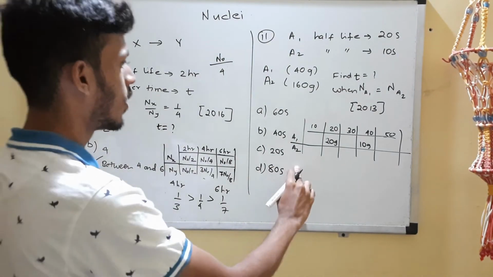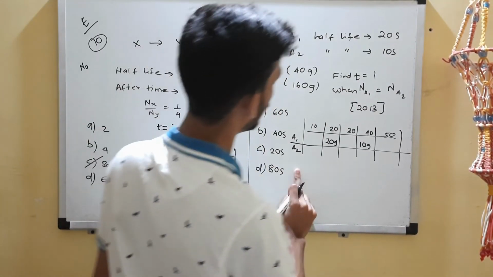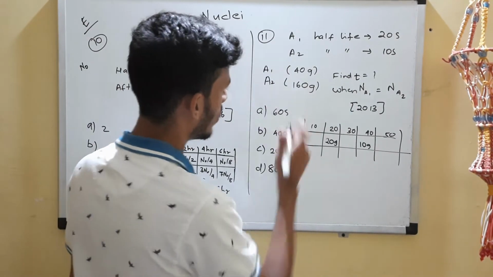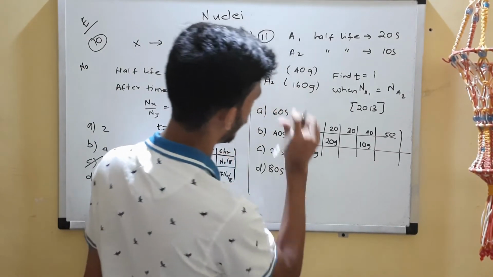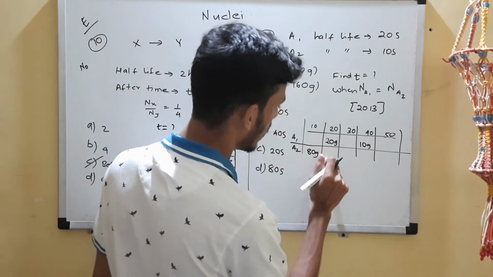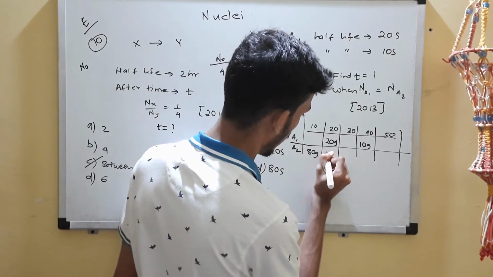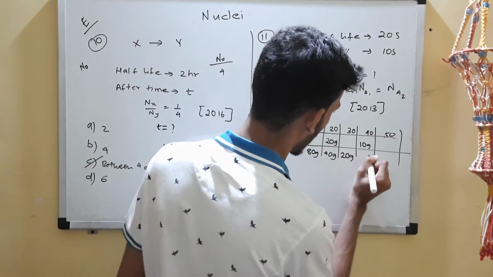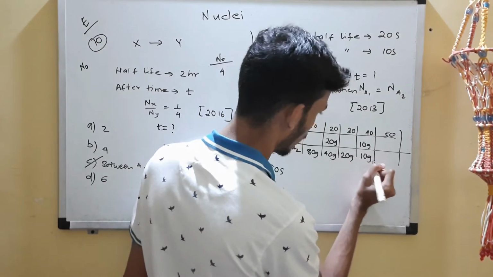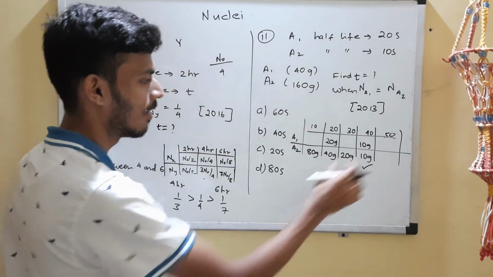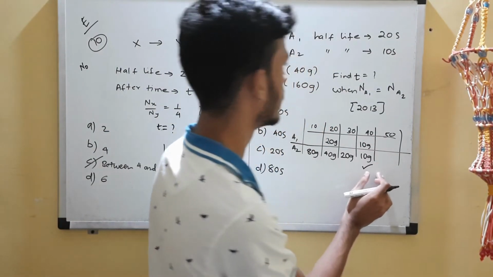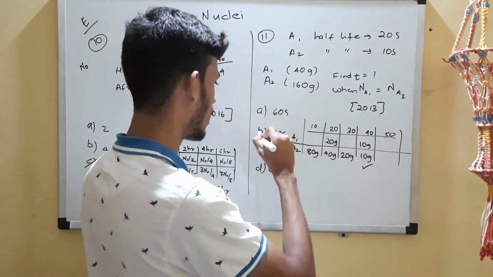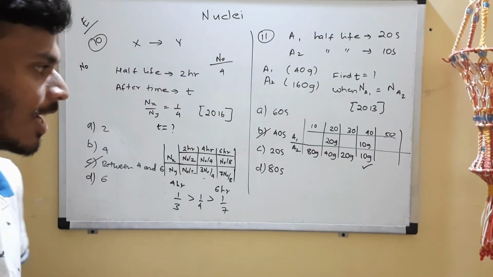If you see A2, A2 has a half-life of 10 seconds. So after 10 seconds, its concentration will become 80 grams, half of this. Again, after 10 seconds, 40 grams. Again, after 10 seconds, 20 grams. Again, after 10 seconds, 10 grams. Oh, nice. We found it, right? Here at 40 seconds, the concentration of A1 and A2 is the same. So option B, 40 seconds, is the correct choice.